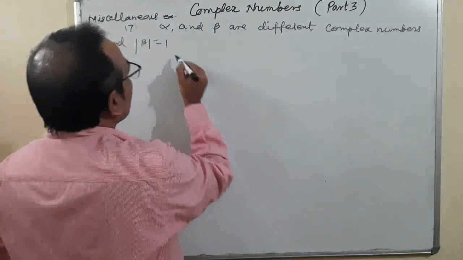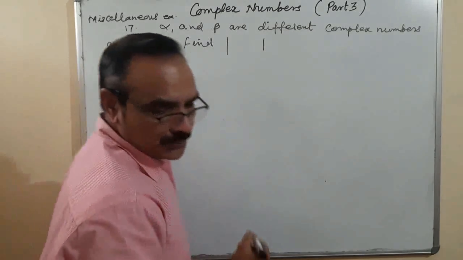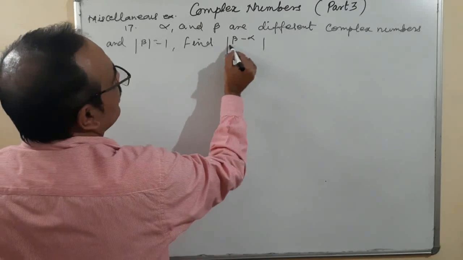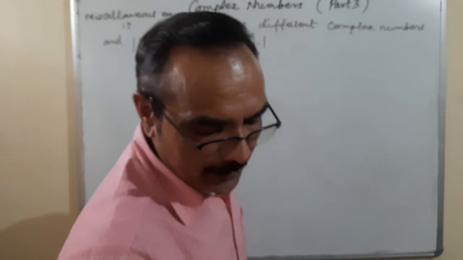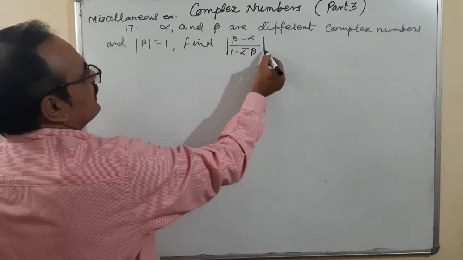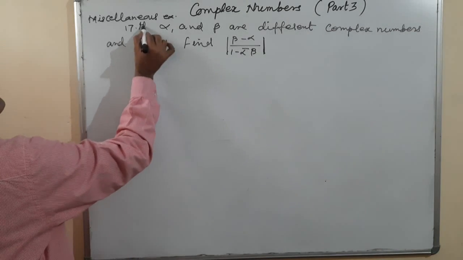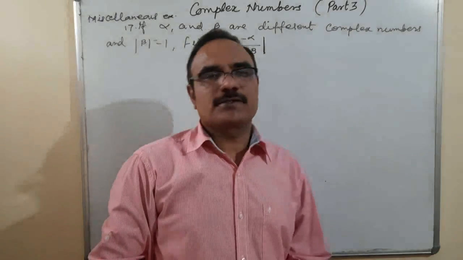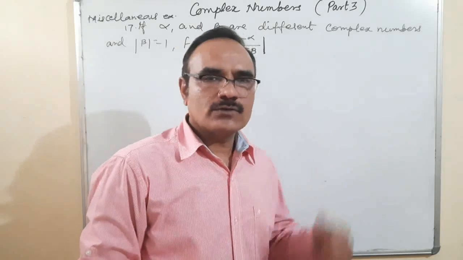Find the magnitude of (beta − alpha) upon (1 − alpha conjugate beta). We are finding the value of it. Okay, this is the question. If alpha and beta are two different complex numbers, we have two different ways to solve this question.